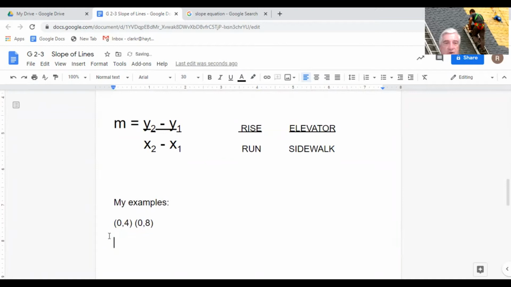We've got 0, 4, 0, 8, but those are the x's. We want the x's on the bottom. We want the y's on the top. So that would be 4 minus 8 on the top, and 0 subtract 0. Even crazy Cowboy Rufus knows that's 0. 4 minus 8 over 0 is undefined. That is, it has no real slope. We can't define that slope.